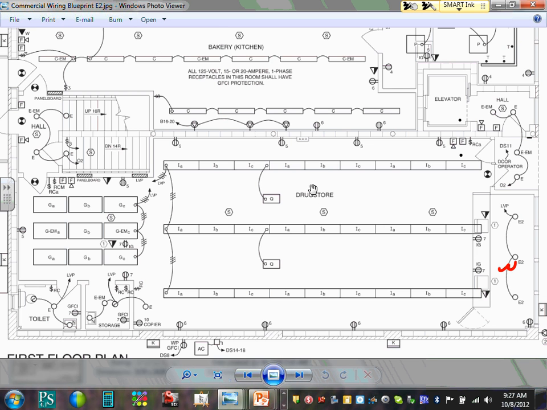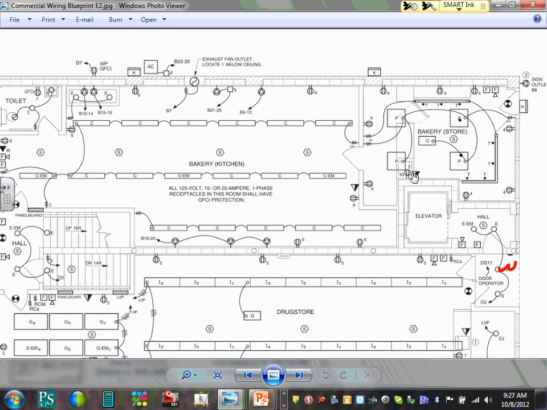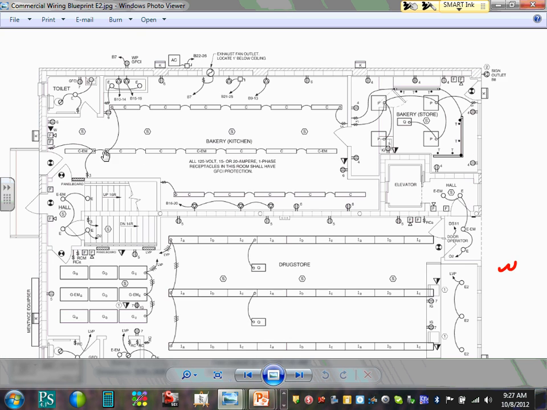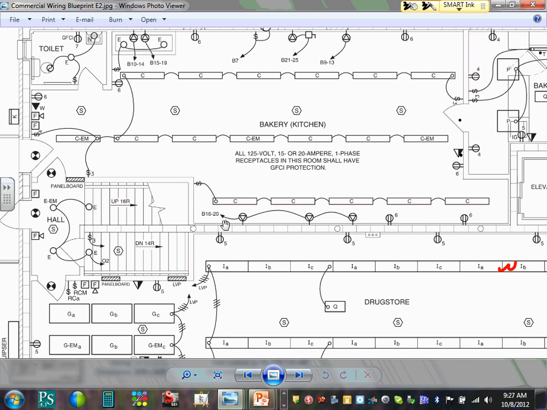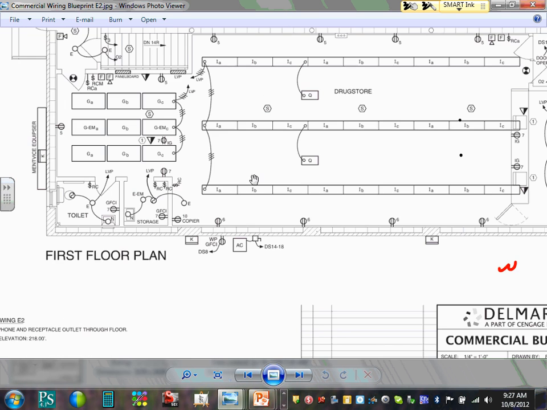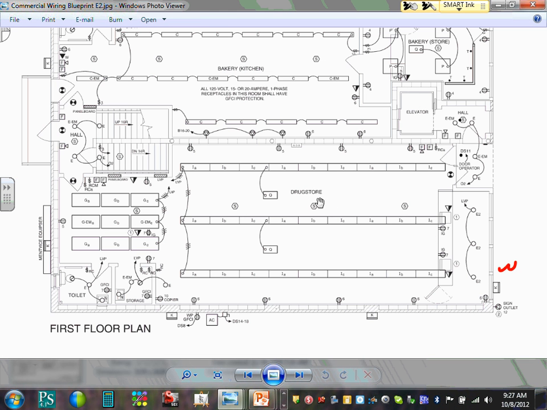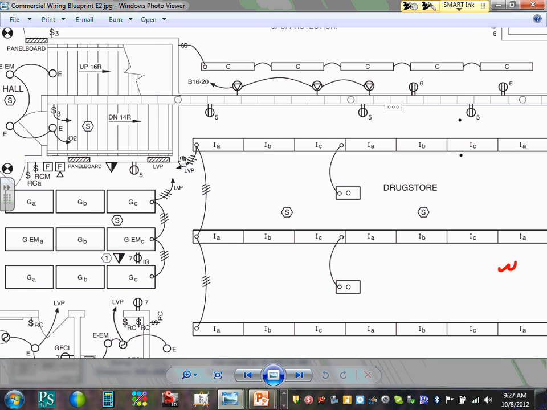In the first floor, they have the bakery store and the bakery. Can you guys see that? All of it with the panels for the bakery right here. They have the insurance, the drugstore right here, right? And the drugstore has the low voltage system.